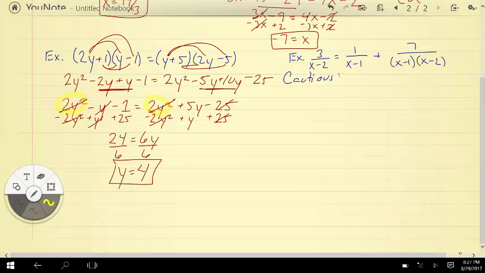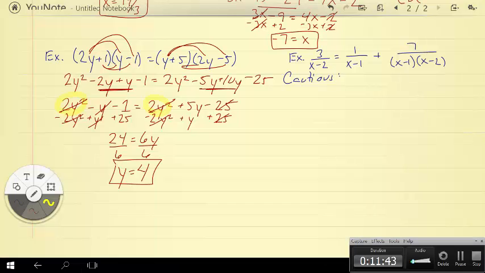Alright, and then the last type of equation that we're going to complete is a rational equation that's going to end up being solved identical to a linear equation. So, taking a look at this example, 3 over x minus 2 is equal to 1 over x minus 1 plus 7 over x minus 1 times x minus 2.